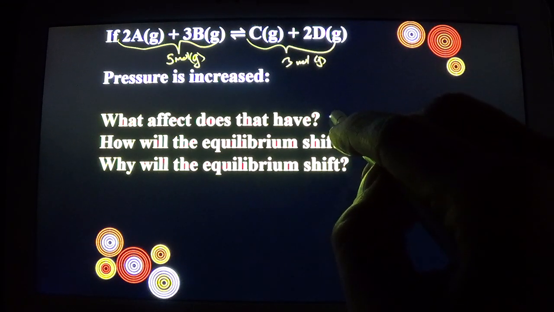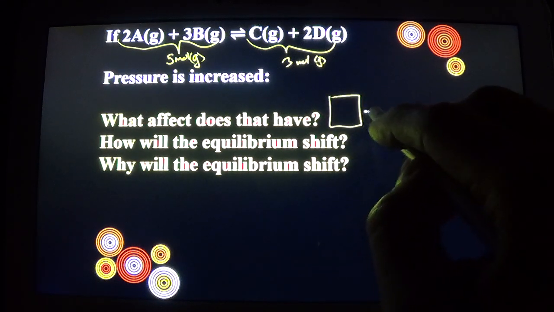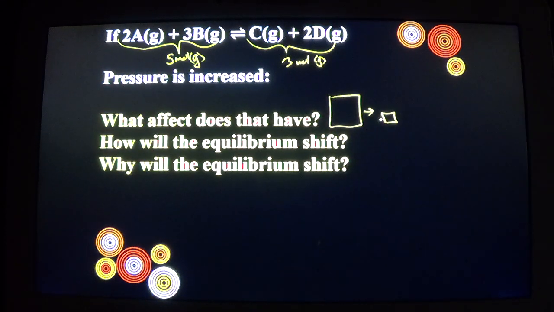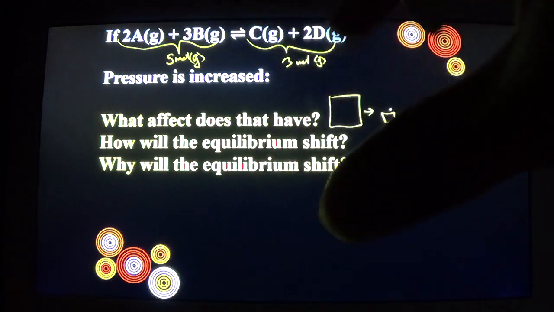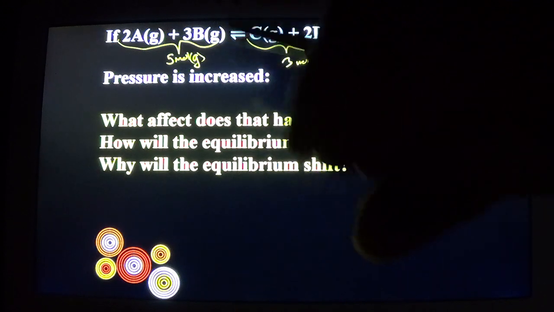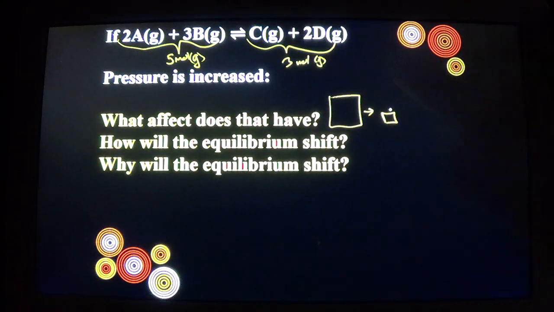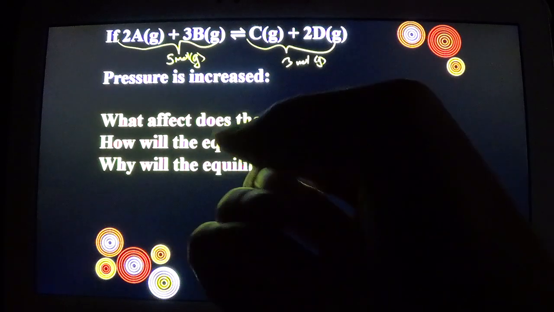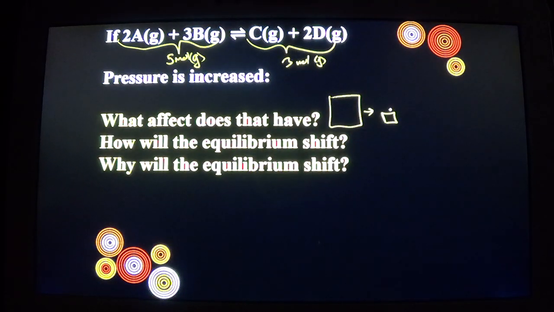Increasing pressure is like taking the container and making it smaller. Okay. That's not what we're doing, but that is what it's like doing. So increasing the pressure, how will the equilibrium shift? The equilibrium would shift to fit into a smaller area better. If you increase pressure, like imagine just squeezing a sponge. If you increase pressure, what's going to happen to the gas? Imagine having a balloon in your hand and just squeezing it smaller. What's going to happen? It's got to fit into a smaller space.